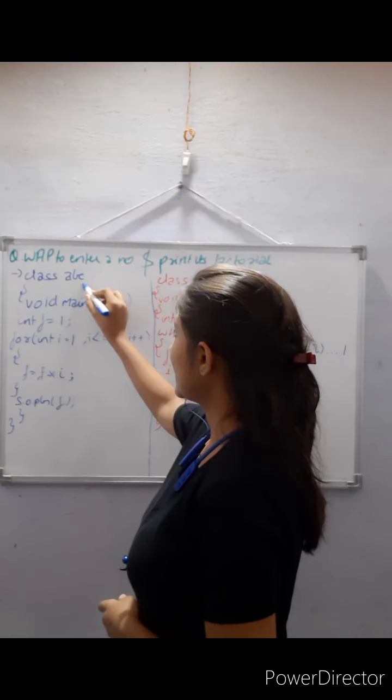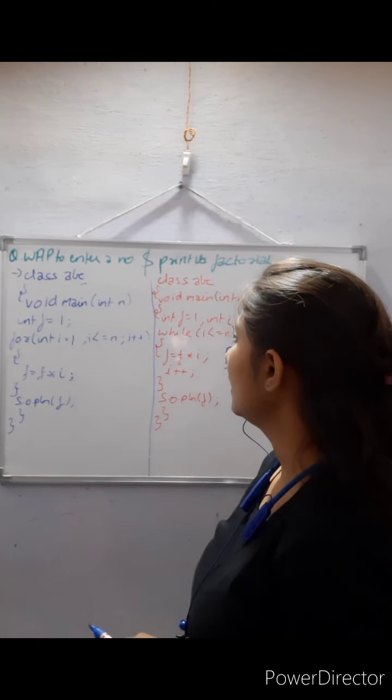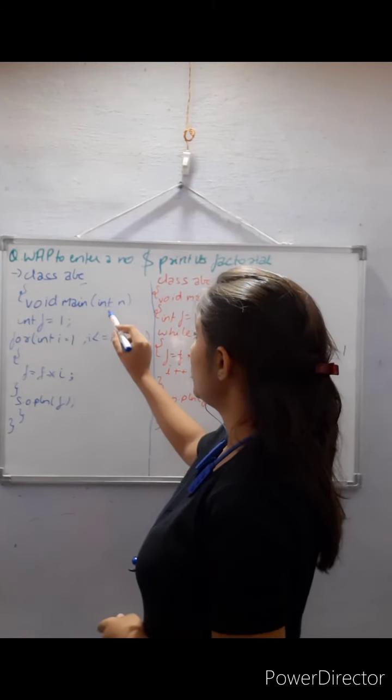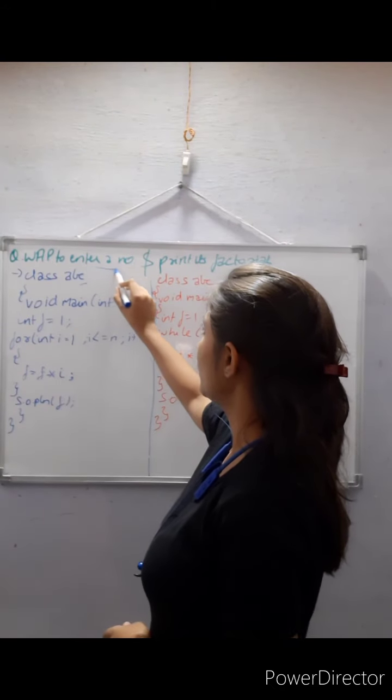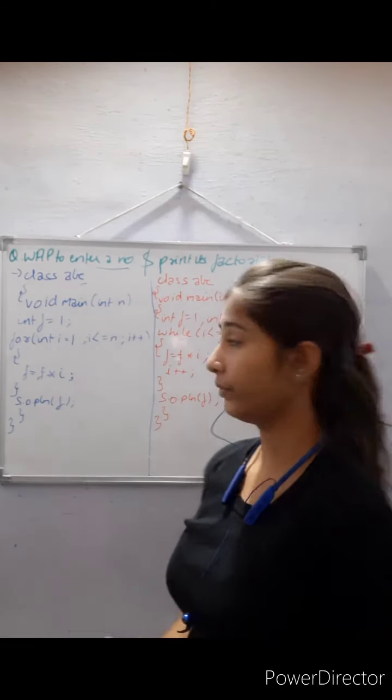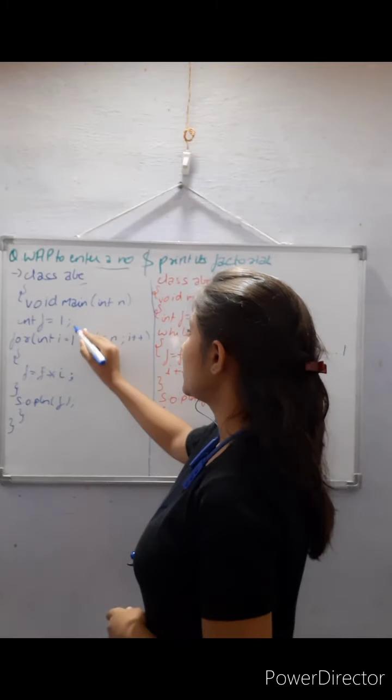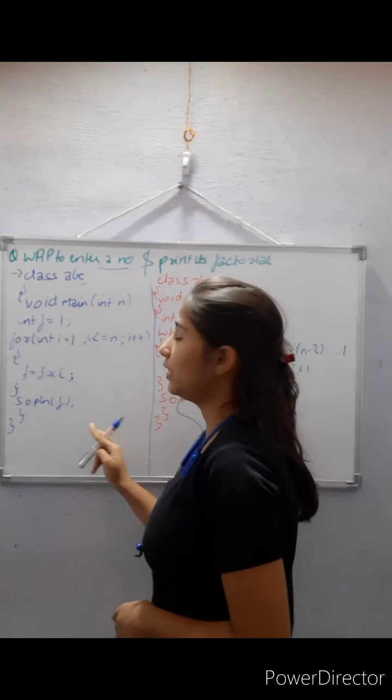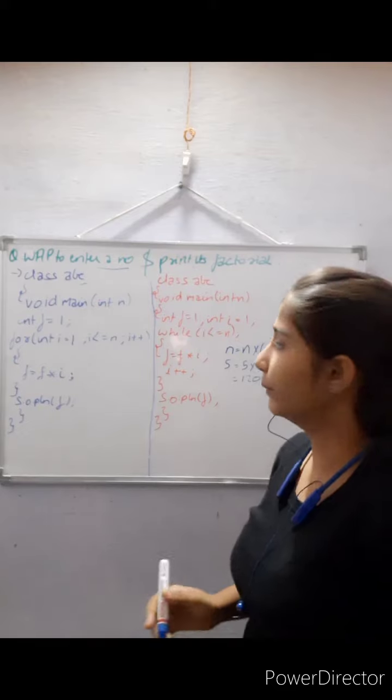So we can take any class name. For example, I've taken class ABC. In void main, I've initialized integer n as the question is asking to enter the number to the user. Okay. Now integer f is equal to 1. This integer is taken to calculate the factorial of the numbers.